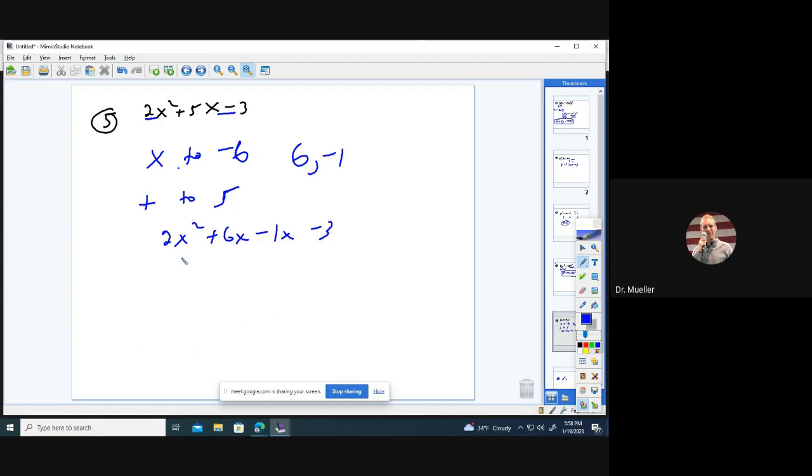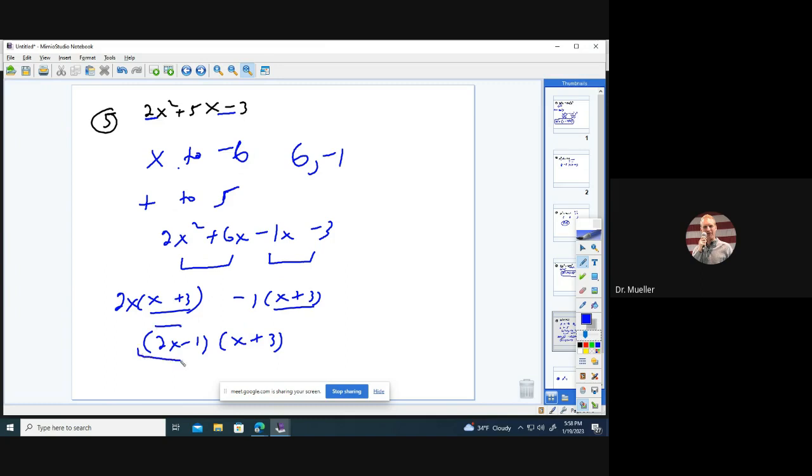Then you're going to use a grouping technique. So here we're going to group, and we're going to factor out the 2x. And we have x plus 3. And here we're going to factor out the minus 1, and then we end up with x plus 3. And again, you should have the same thing in each parenthesis. So we have 2x minus 1, and then x plus 3. And that's factored out completely.